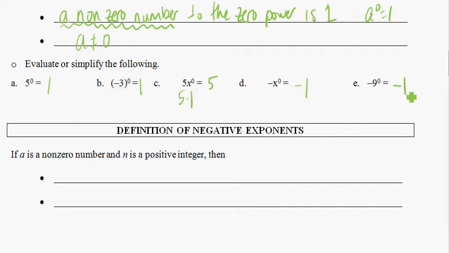Now to talk about negative exponents. In negative exponents, we say that a is a non-zero number. In other words, our base cannot be 0, and n is a positive integer. Then we have a to the negative n is the same thing as 1 over a to the n. If the negative exponent appears in the denominator, in other words, we have 1 over a to the negative n, then we take the reciprocal, and our answer is just a to the n.